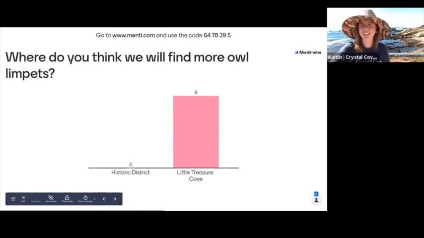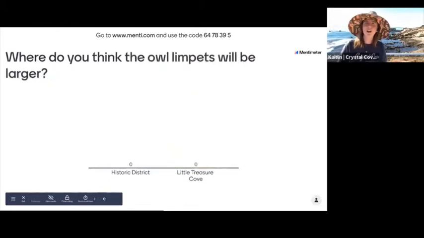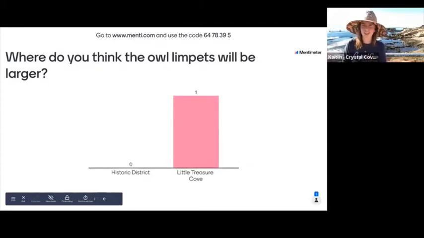That's great. And then a similar but slightly different question, where do you think our owl limpets are going to be the biggest? Where will we have more big owl limpets compared to really small ones? Again, historic district or Little Treasure Cove. Great, everyone answering so quickly today. And it seems we're in agreement again that we're going to have the big owl limpets here at Little Treasure Cove is what you think. And again, why might that be? And maybe you think that people are going to be taking those bigger ones at the other site, but not this one. We don't really know the answer to that quite yet. That's what we're going to want your help with. We're going to figure that out today by collecting data as a group.